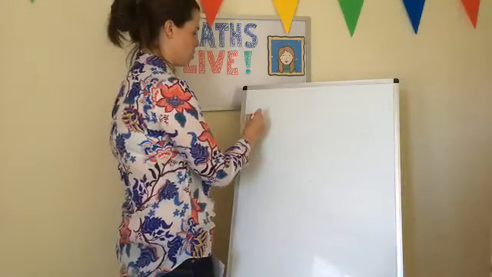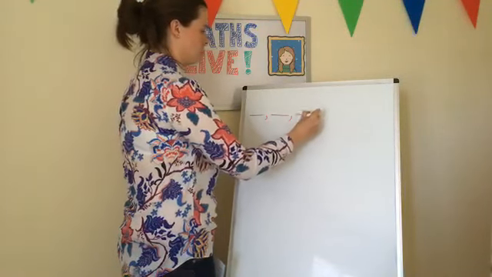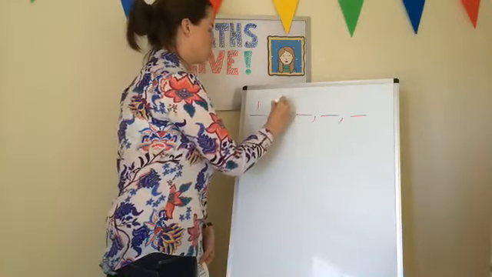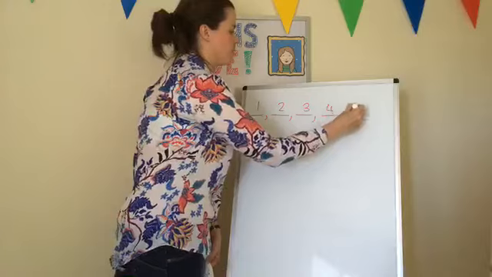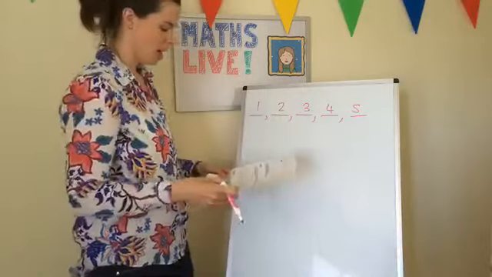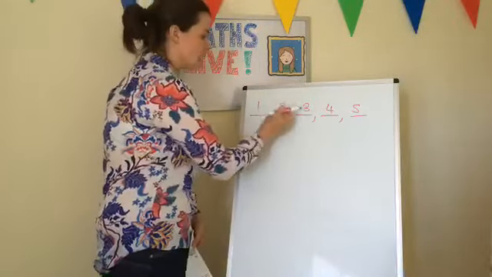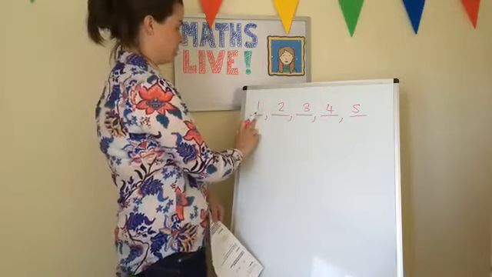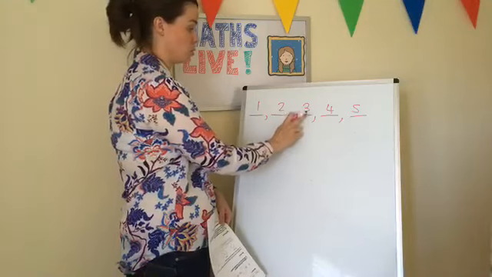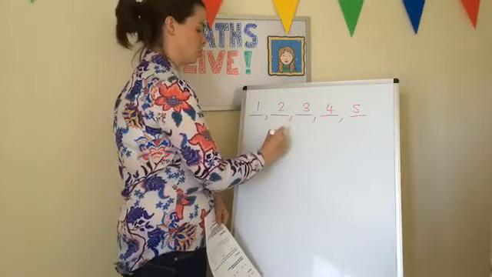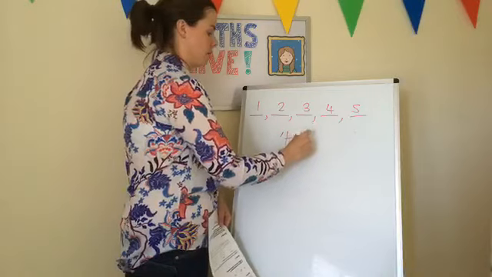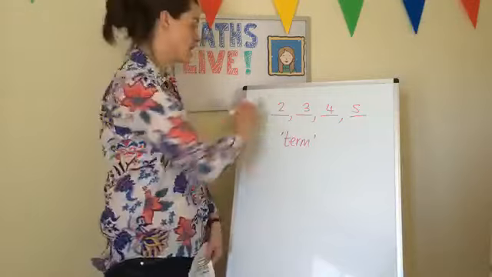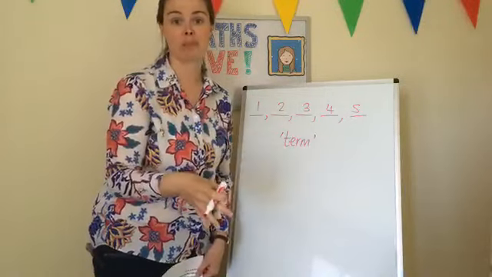So if we've got a sequence, it could be any numbers in here. It could be 1, 2, 3, 4, 5. Nice, boring, easy sequence. Each of these, each number is a term. So position 1, that's term 1, term 2, term 3, term 4, term 5. The word term is just a posh word for position or whichever part. So this sequence has got 5 terms in it.